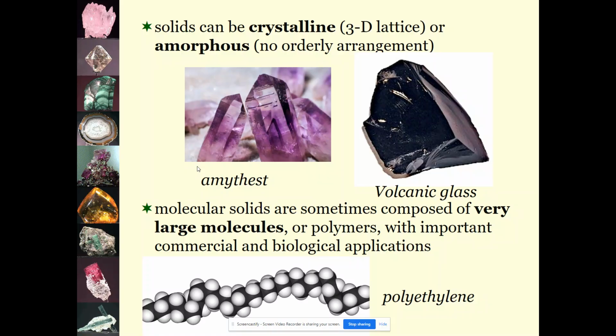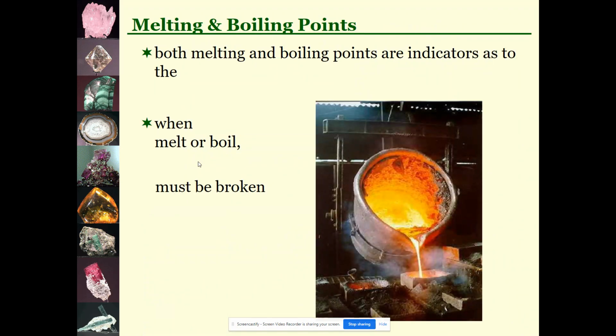Solids could be crystal or amorphous, meaning they have a 3D lattice structure or no orderly arrangement. Molecular compounds are usually not solid unless they're composed of a very large molecule, such as a polymer. A polymer is a repeating unit like DNA that repeats over and over. Because it's so big, it has so much surface area, and this is what makes it solid.